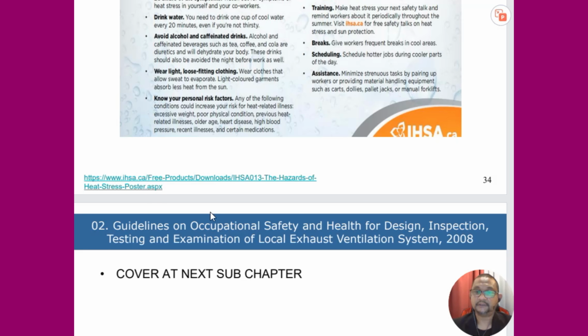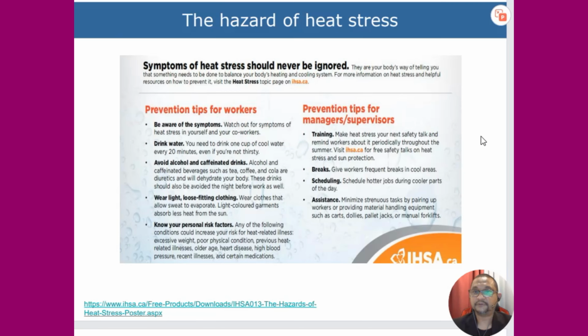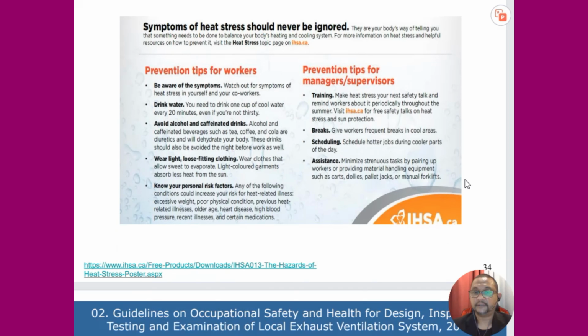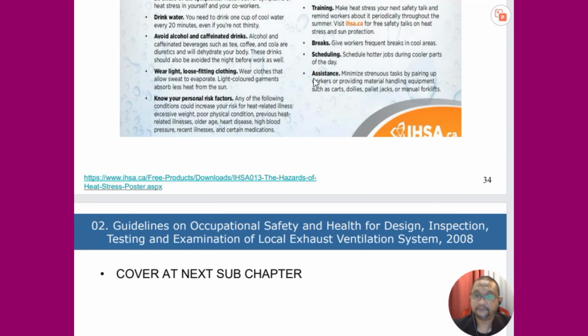Another one is the guideline on occupational safety and health for design, inspection, testing, and reviewing of the code. Okay, this is all you can read afterward.